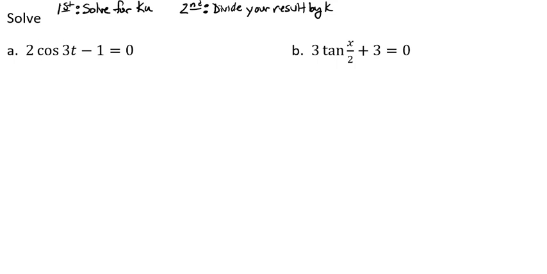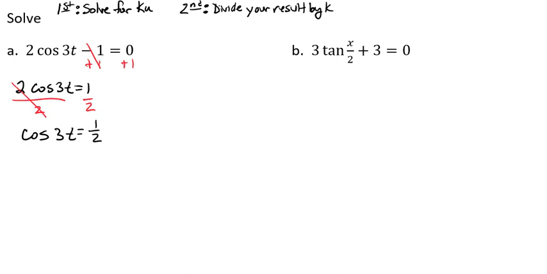For letter A here, we have 2 times the cosine of 3t minus 1. So we want to isolate the cosine of 3t. To do that, we're going to begin by adding 1 to each side, and then dividing both sides by 2, giving us the cosine of 3t equals 1/2. So we now have isolated our cosine of 3t, and we're ready to use u substitution.